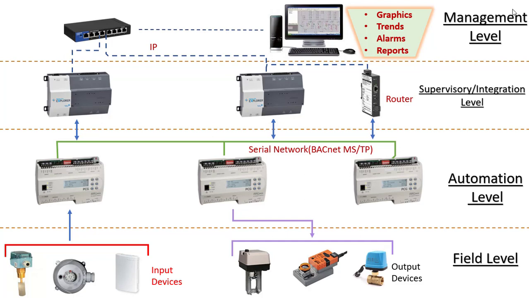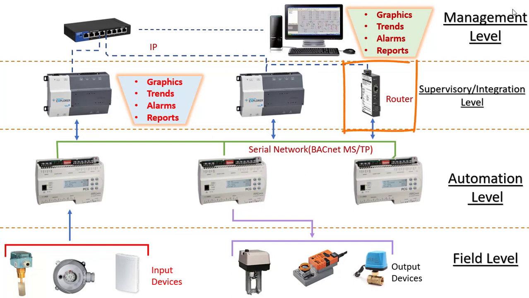Usually supervisory controllers also have the capability to provide these features like graphics, trends, alarms and reports. The most commonly used supervisory controllers are Niagara JACE controllers. On the integration level, apart from supervisory controllers, we can also use routers to convert BACnet MSTP to BACnet IP, which is a cheaper solution. This architecture which we discussed here is a 4-tier architecture, and this is being used by Facility Explorer by Johnson Controls.